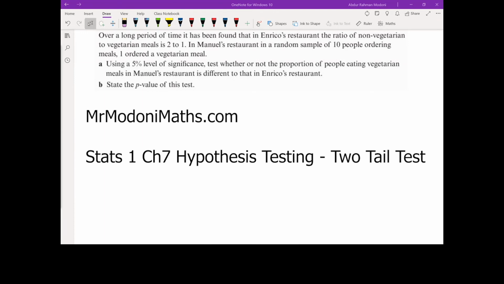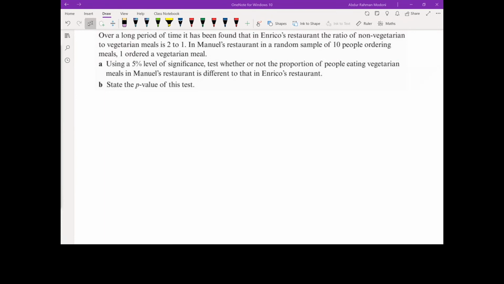So to start off with, it says, over a long period of time, it has been found that in Enrico's restaurant, the ratio of non-vegetarian to vegetarian meals is 2:1. In Manuel's restaurant, in a random sample of 10 people ordering meals, 1 ordered a vegetarian meal. Using a 5% level of significance, test whether or not the proportion of people eating vegetarian meals in Manuel's restaurant is different to that in Enrico's restaurant.